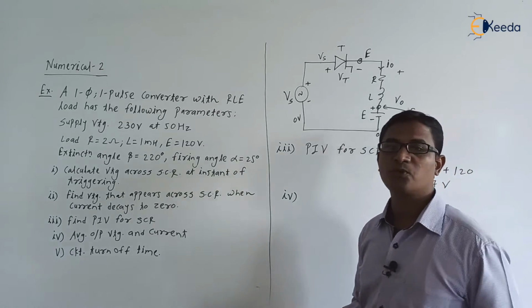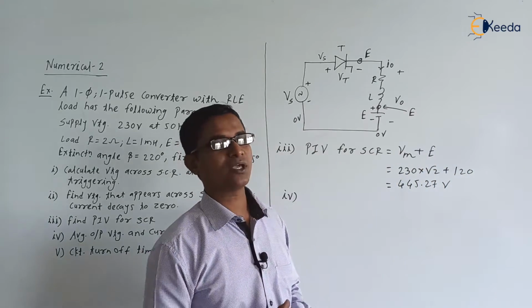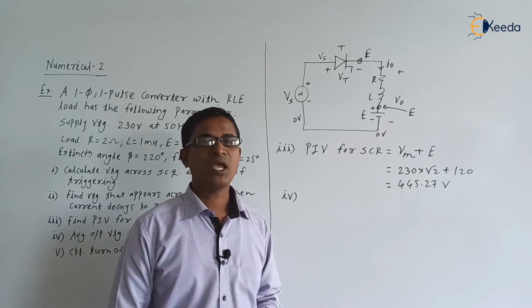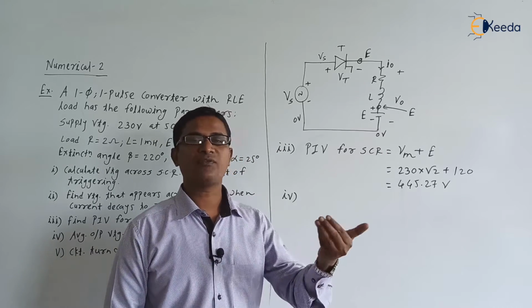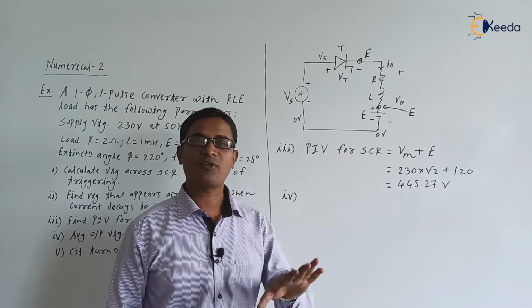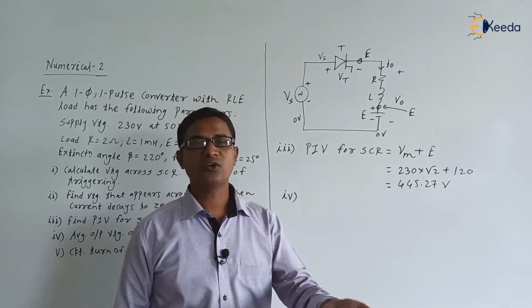Next, fourth bit, average output voltage and current. So average output voltage, and after that we can find the average output current. Either first you can find the average output voltage and after that the average output current, or first you can find the average output current and from that the average output voltage.